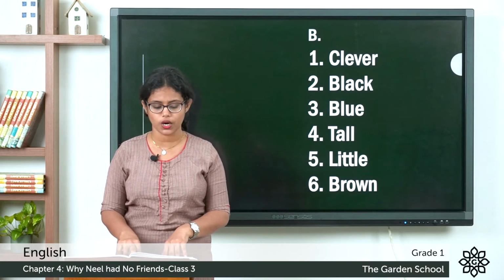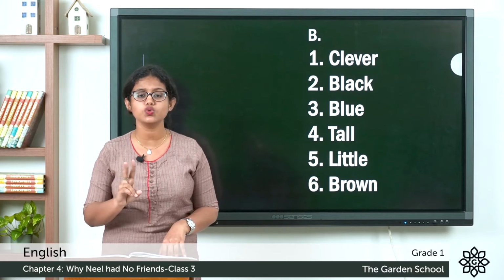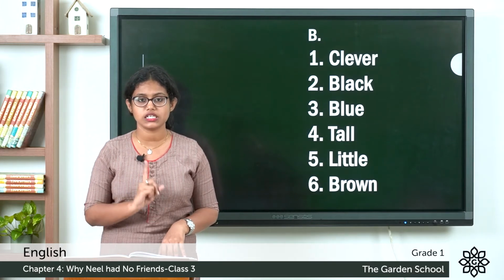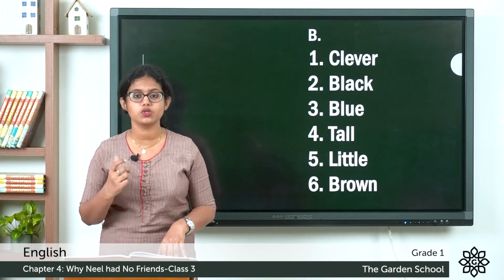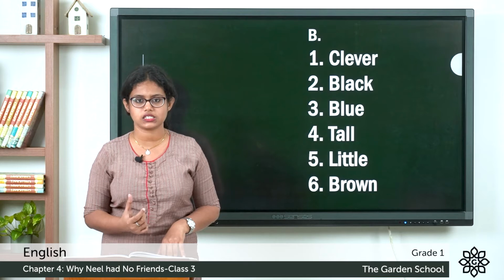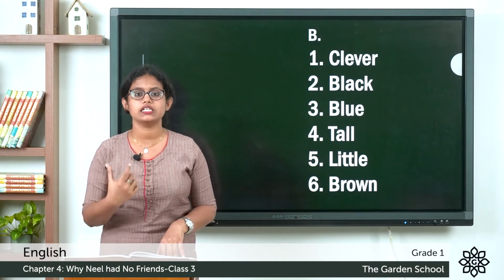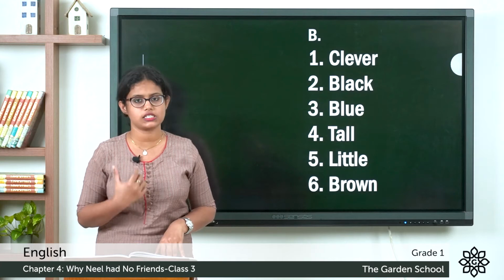What about the next one? My mother cooks tasty food. Here there are 2 naming words. Mother is the name of a person. Food is the name of a thing. And which is the describing word here? The describing word here is tasty. The word tasty describes the food. So describing word here is tasty.